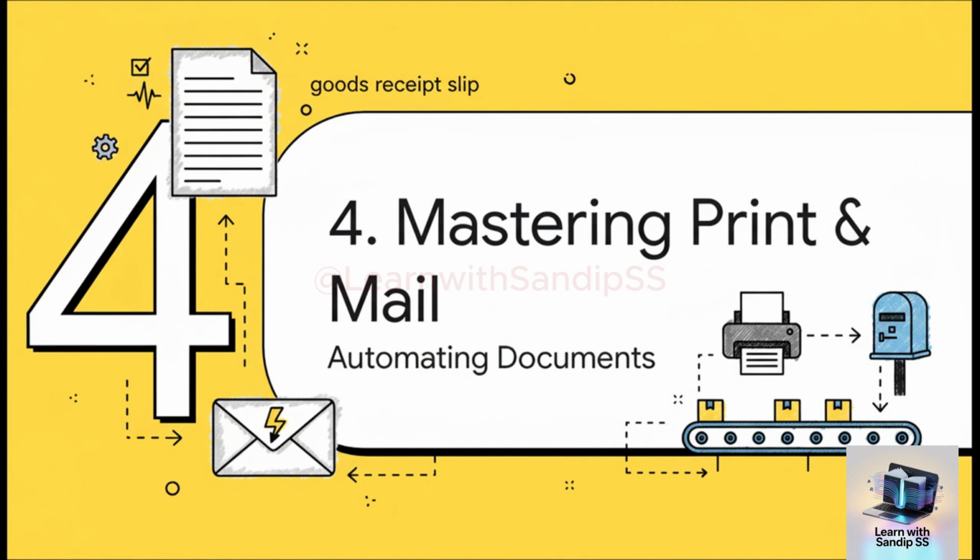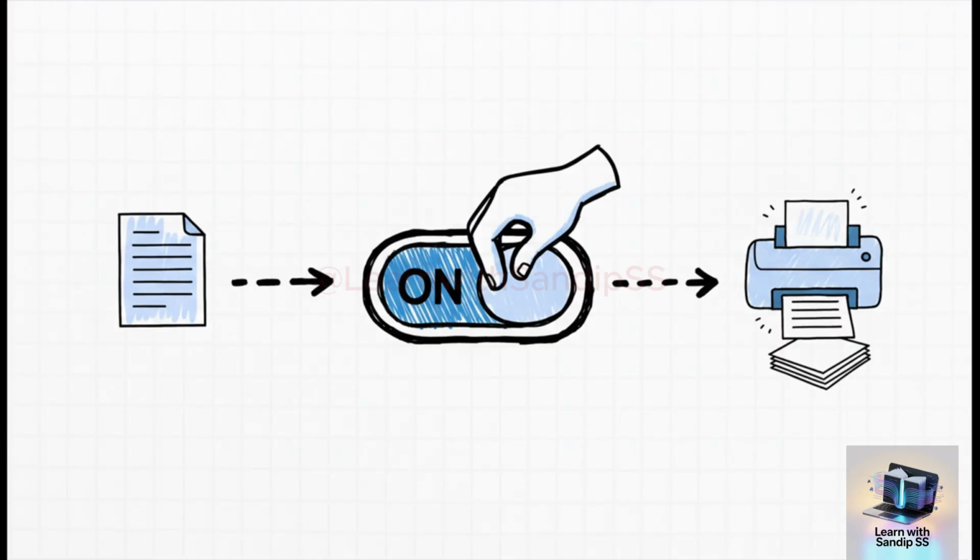Okay, so controlling on-screen messages is cool, but now let's get to the main event: generating those physical goods receipt slips and automated emails that are the absolute lifeblood of any warehouse operation. And believe it or not, the entire journey starts with one tiny little checkbox. It's the print indicator, and you'll find it in the movement type configuration. Think of this as the master power switch. If this switch is off, I don't care how fancy your other rules are, nothing is going to print. It's the first, most fundamental step.